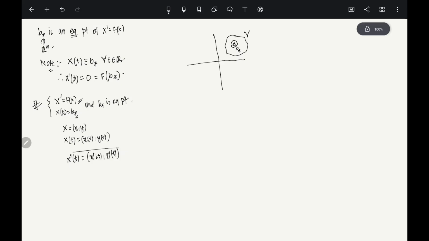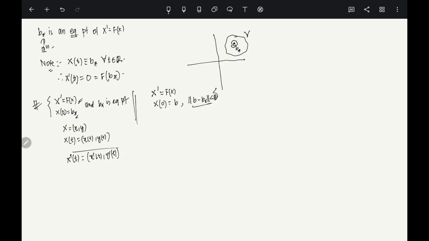So this is the original solution. Corresponding to B star, we know there is a solution which is given by B star itself. And let's say you again look at this problem, x prime equals f of x, and x at the point 0 equals B, but I am taking B such that B minus B star is extremely small, very small. So I am choosing B from a very, very small neighborhood, let's say delta of B star.